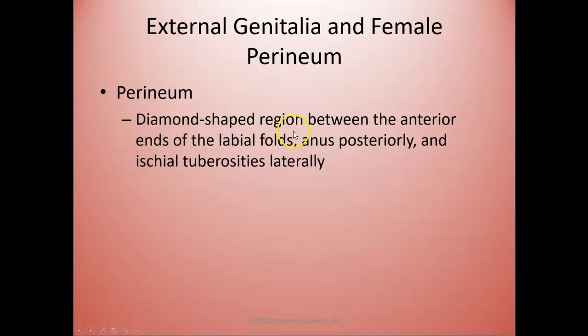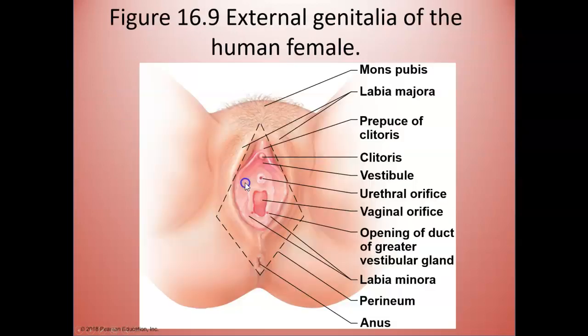And the perineum is a diamond-shaped region between the anterior ends of the labial folds, the anus posteriorly, and the ischial tuberosities laterally to the sides there.